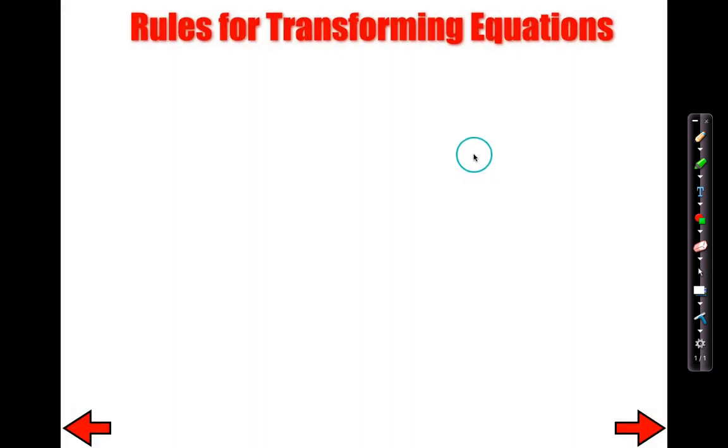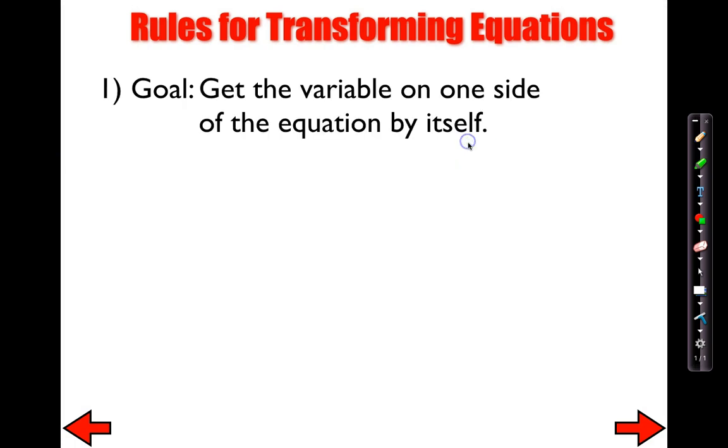Okay, so there are a few rules for transforming equations. Number 1, your main goal is to make sure you get the variable onto one side by itself. Basically, you're going to hear me say you want to isolate your variable because inevitably you want it to be x equals, y equals, j equals, whatever it may be.